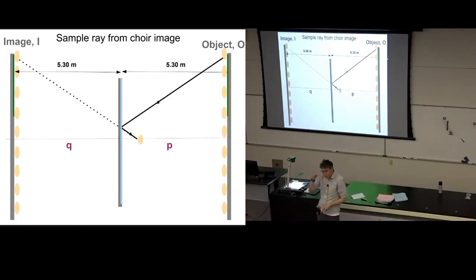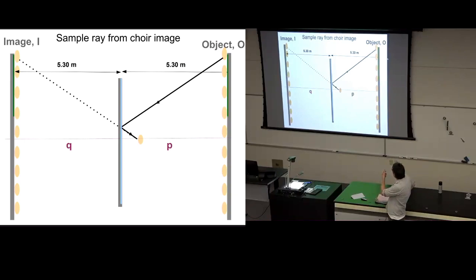Now, to solve this problem, we're going to do some ray tracing. I'm going to show you a few rays. I thought I'd show you one ray and then add a few more rays and then talk about a very important ray over the next few slides. What are the rays that are relevant to the organist seeing the choir in the mirror? Well, here's one example ray.